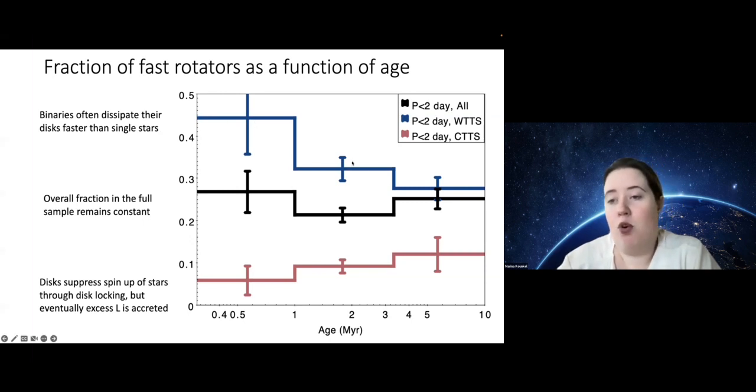Eventually, though, as more and more stars would lose their disks, regardless of the rotational speeds, this fraction is going to go towards the median.